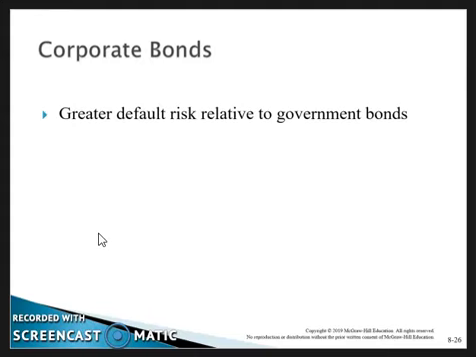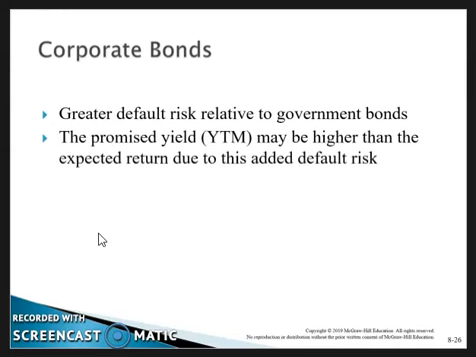Corporate bonds. Corporate bonds have greater default risk relative certainly to U.S. Treasuries, and for the most part, municipals as well. Municipals have the ability to levy taxes or charge fees and so forth that aren't necessarily available to corporations. The yield to maturity may be higher than the expected return, due to this added default risk.